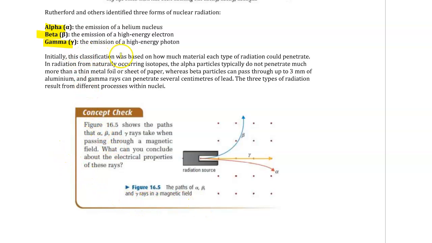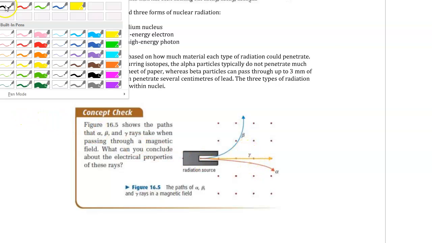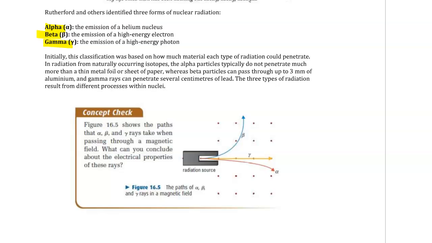Now, the initial classification was based on how much each type of radiation could penetrate. Alpha could penetrate the most, beta second, and gamma the least. But as we take a look at this particular sheet, where we're trying to say, okay, what do we know about the electrical properties? The magnetic field here is coming out of the page.